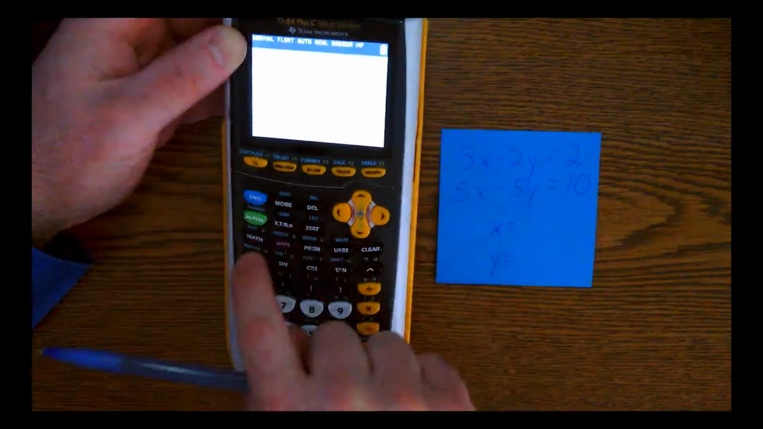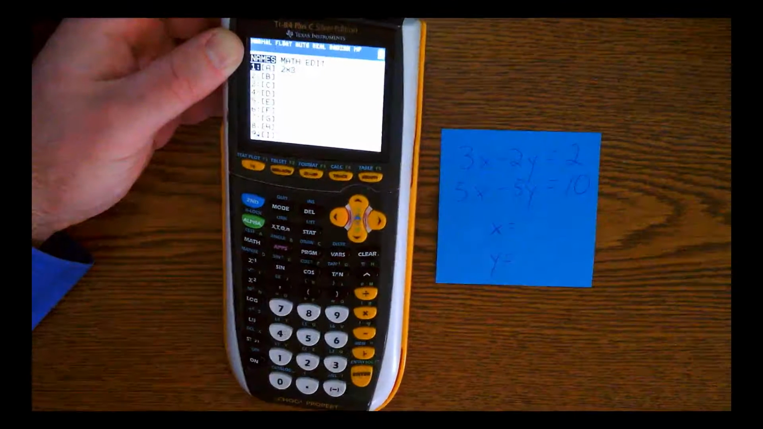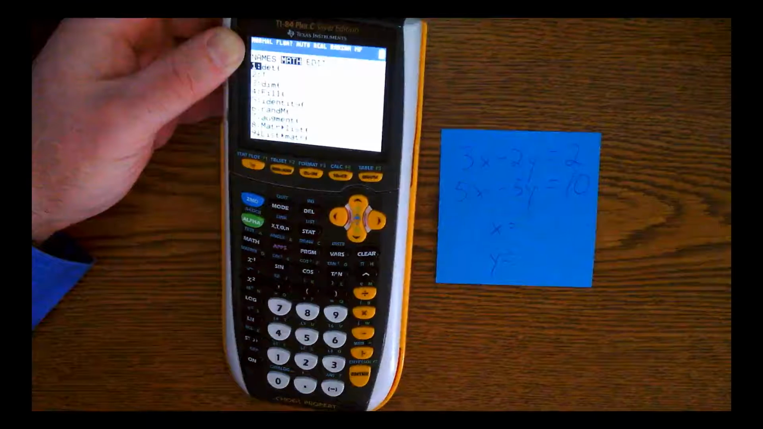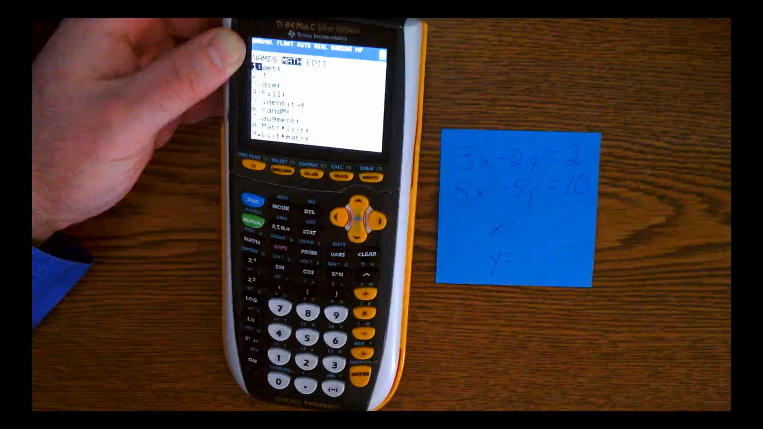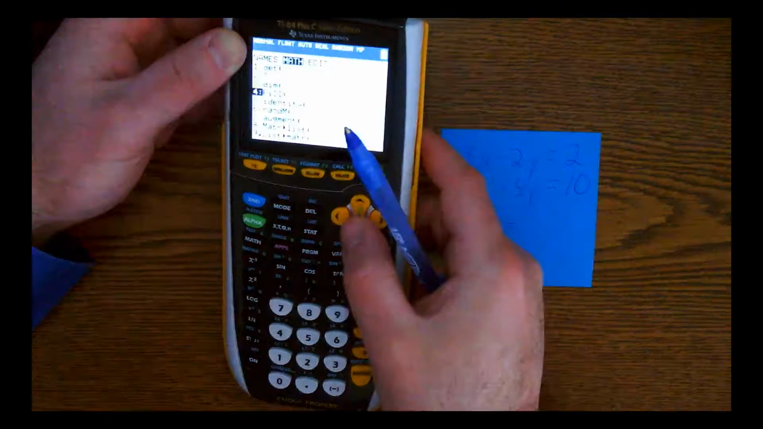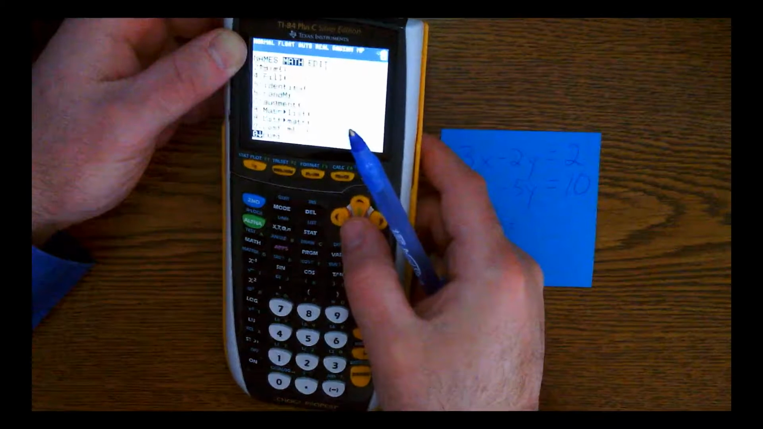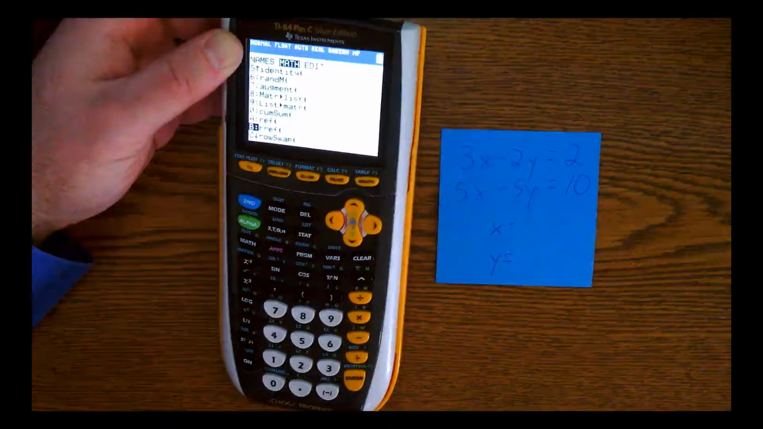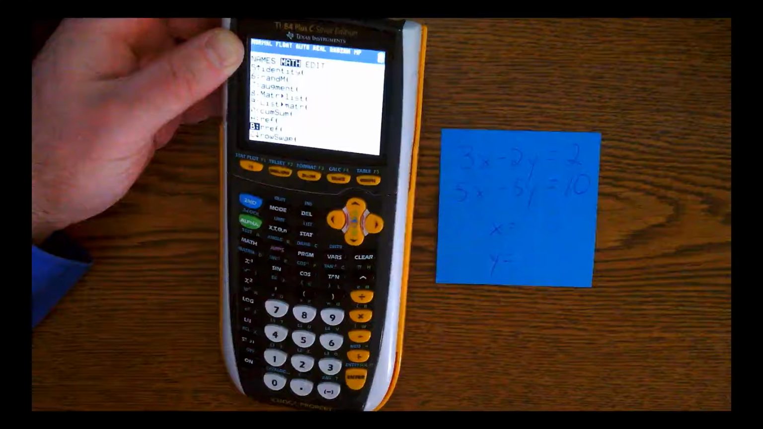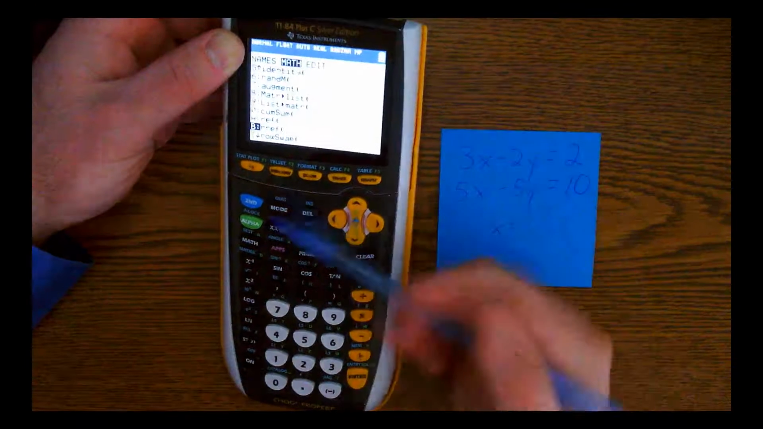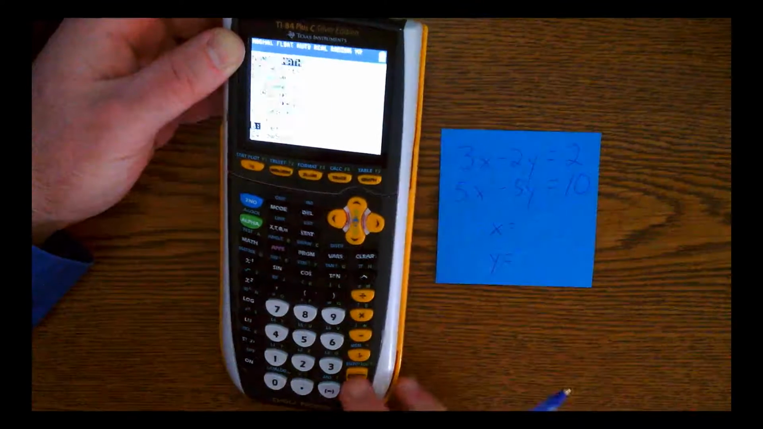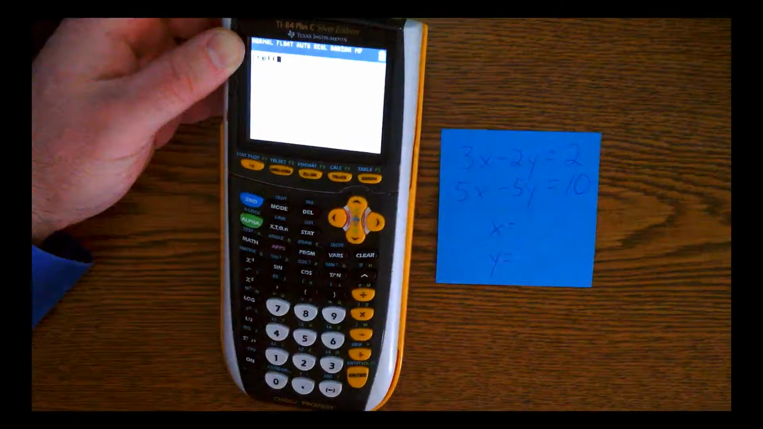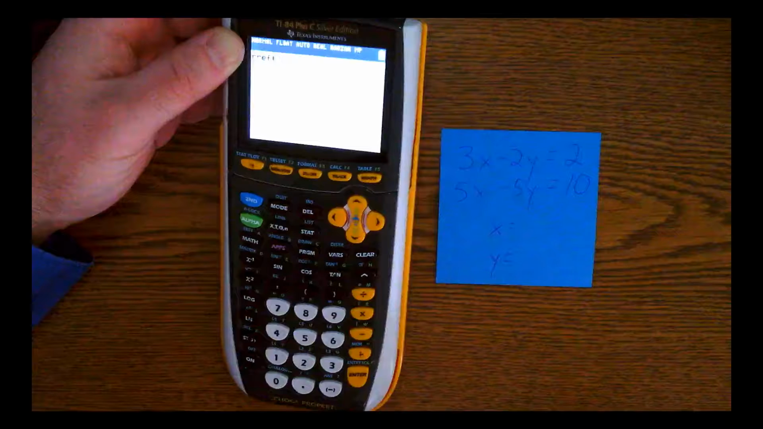So second x to the negative 1. I'm going to move it over to math. Now the one that we want to pick is actually choice B. So we could scroll all the way down till we get to B. It's called ref. Not choice A, choice B, ref. You could also do alpha B. Enter.